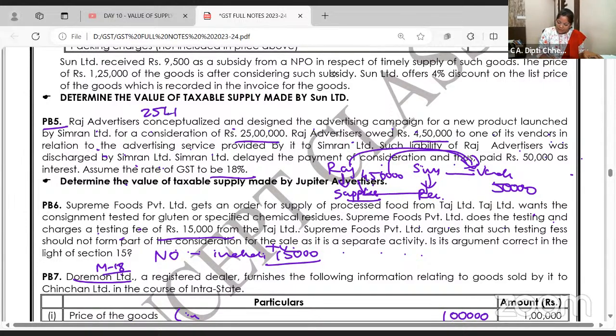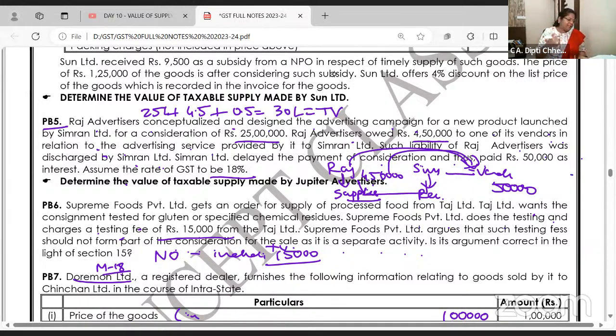25 lakhs. 4,50,000 paid to third party. Will you add that also? Yes. And 50,000 is what? Interest. Will you add that also? Yes. So 30 lakhs is the transaction value.